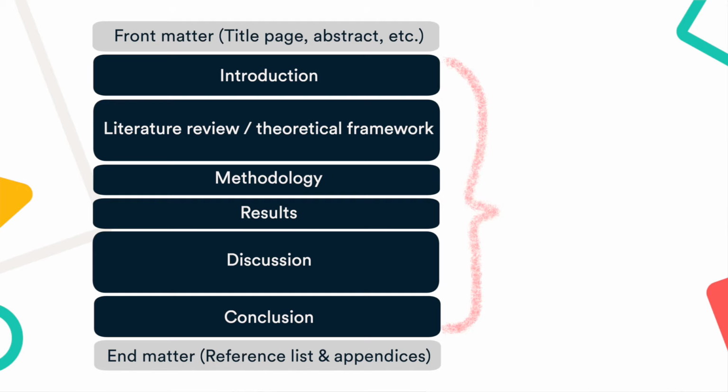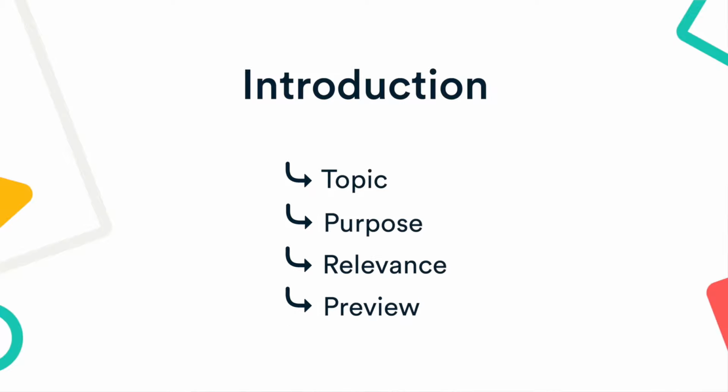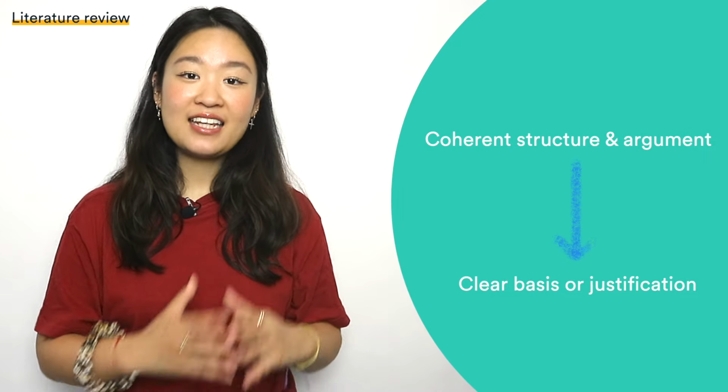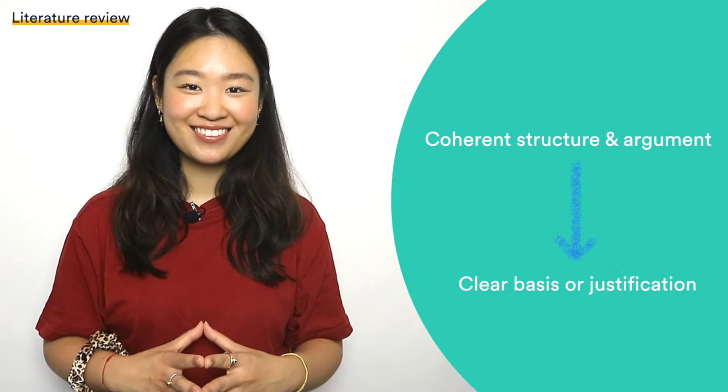Now we've arrived at the most important part, the text of your dissertation itself. The introduction is where you set up your topic, purpose, and relevance, and tell the reader what to expect in the rest of the dissertation. In your literature review, you don't just summarize existing studies, but develop a coherent structure and argument that leads to a clear basis or justification for your own research.